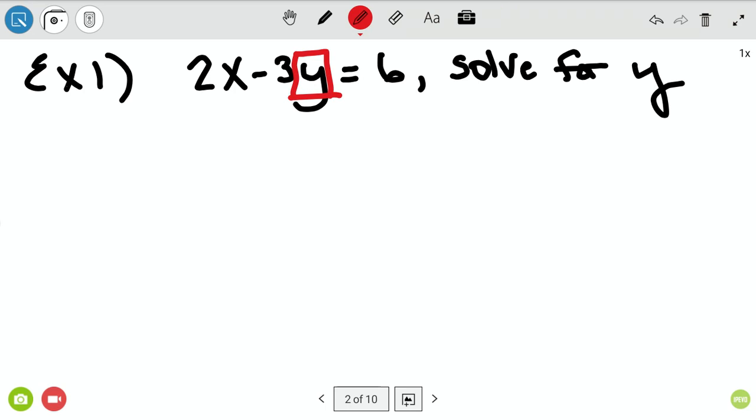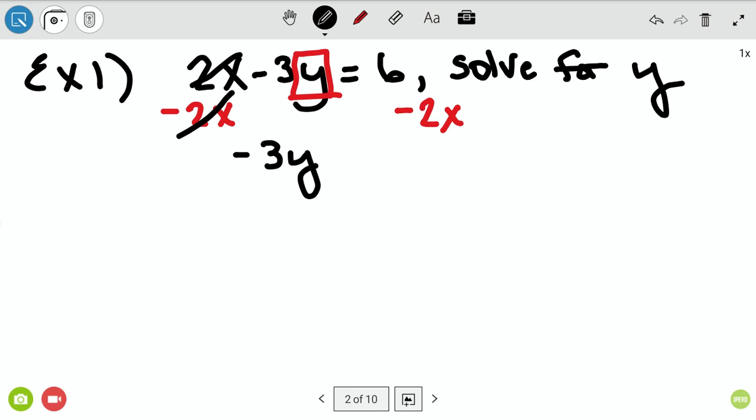So it's currently a positive 2x, so I'm going to go minus 2x. And over here, I'm going to do minus 2x. And when I do that, my 2x minus my 2x goes to 0. And you don't have to write 0 unless you need a placeholder, which here we don't, because we still have negative 3y over here, right? And then on the right side of the equation, we have a 6 and a negative 2x.